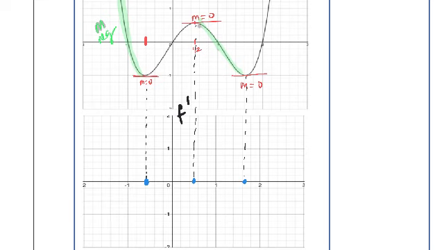And then over here, tangent line slopes are going to be positive. So the green areas, I have negative tangent line slopes, and the red areas, I have positive tangent line slopes.